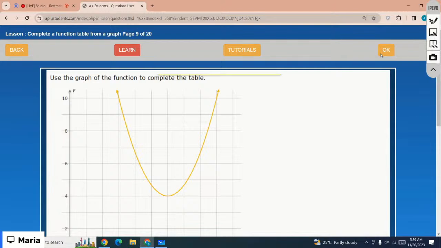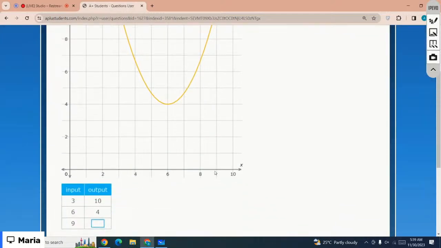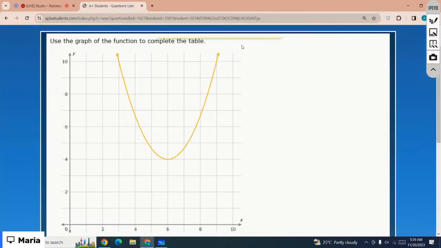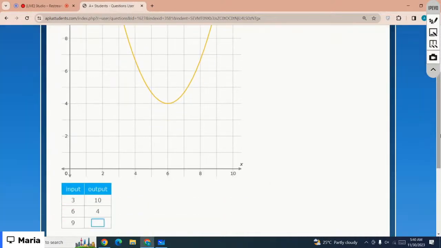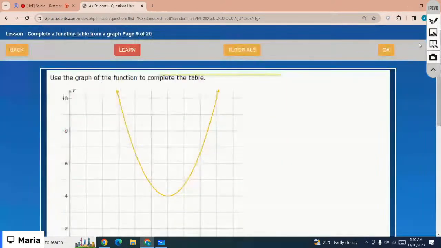Use the graph of the function to complete the table. When x equals 9, here is 9. Match it to the y-axis, it would be 10. The correct option is 10, right?